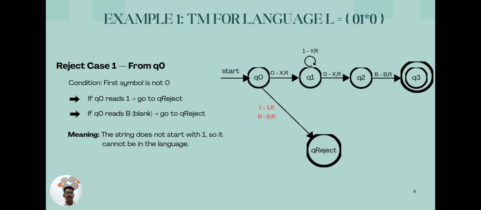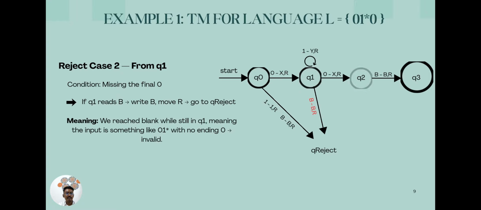Now let's look at a rejection case. When the machine is in Q0 and reads 1, it moves to the reject state. Also, when the machine is in Q0 and reads blank, it moves to the reject state. This is because the string must start with 0 to belong to the language.